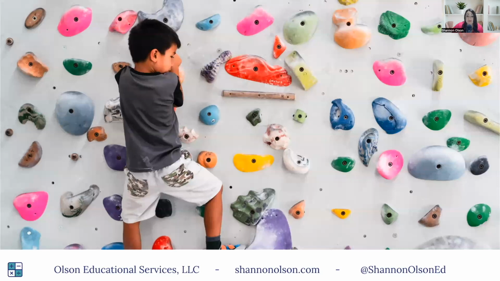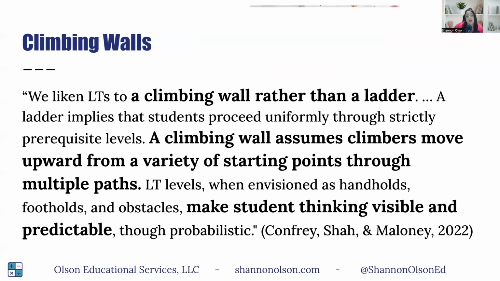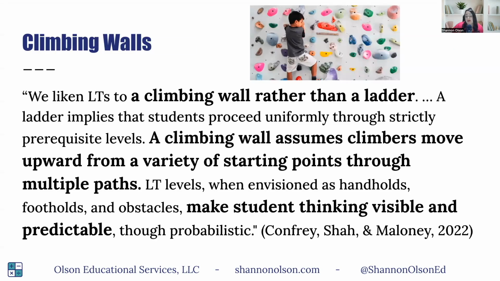Another analogy that I really love when it comes to talking about learning trajectories is climbing a rock wall rather than climbing a ladder. A climbing wall assumes that climbers move upward from a variety of starting points through multiple paths, and they make student thinking visible and predictable. And I love this because a lot of times we talk about ladders when we're talking about trajectories and progressions that we expect students to master. But really, students should all be working upward, but they might take different pathways depending on where they're at and the skills that they're building.